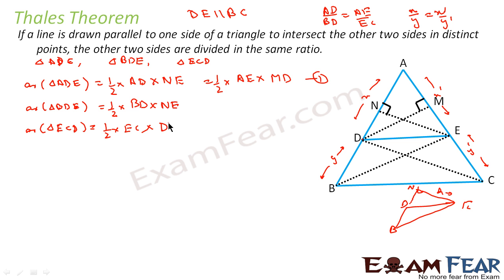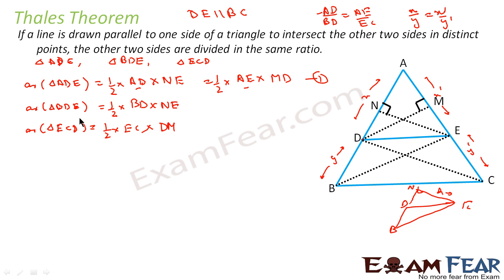Why am I trying to do this? Because the sides we are talking about are AD, AE, BD, EC, right? So I'm trying to write everything in this form. First, since I was concerned about AD, I used AD here. Concerned about AE, I got AE. NE and MD were something I couldn't help. I was helpless, I was supposed to write them, because when I'm talking about the area of AD, this was unavoidable.